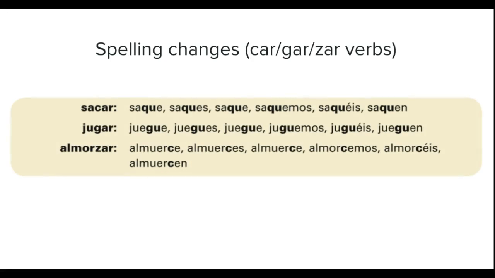and ustedes commands. So it should be no surprise to you that in a CAR verb, you would change the C to a QU before adding the E. In a GAR verb, you will change the G to a GU before adding the E. And in a ZAR verb, you're going to change the Z to a C before adding the E, or before changing the ending to an E.